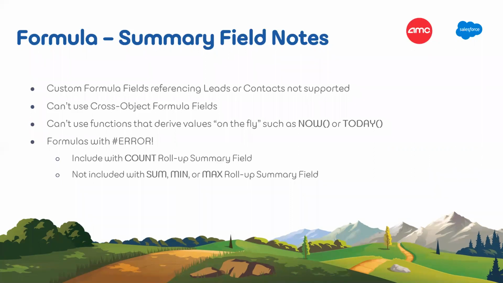If the formula does have an error, so if you were trying to roll up 100 records and 10 of them had an error, for example, those 10 will be counted in the count roll-up field. So if you're just counting the number, even the ones with errors will count, but it will not be included with sum, min, or max roll-up summary fields. So something to keep in mind there.